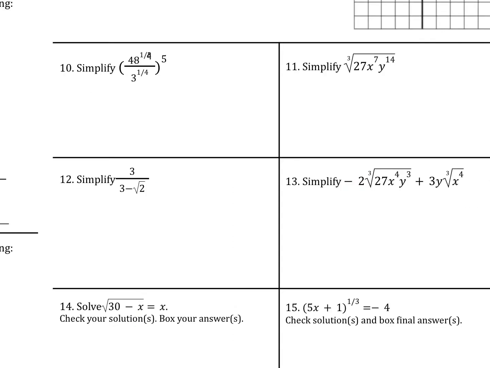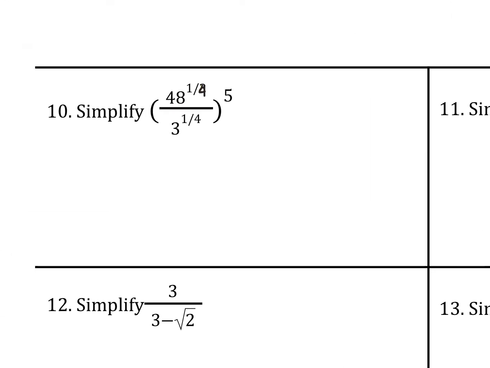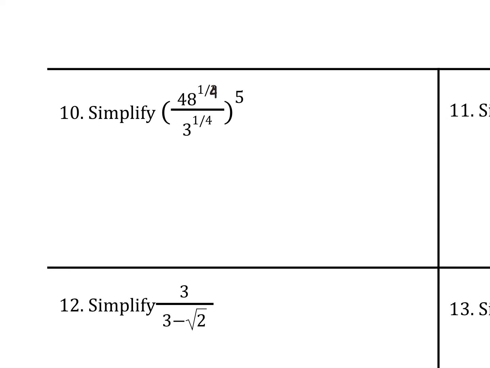Chapter 5 review. Here is number 10. So with this problem, we have 48 to the 1/4 over 3 to the 1/4, and then all to the 5th power. Now with this, we can use the power of a quotient property.